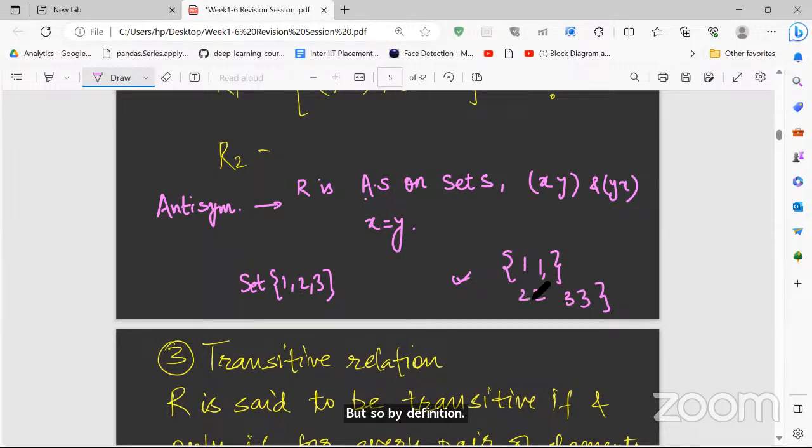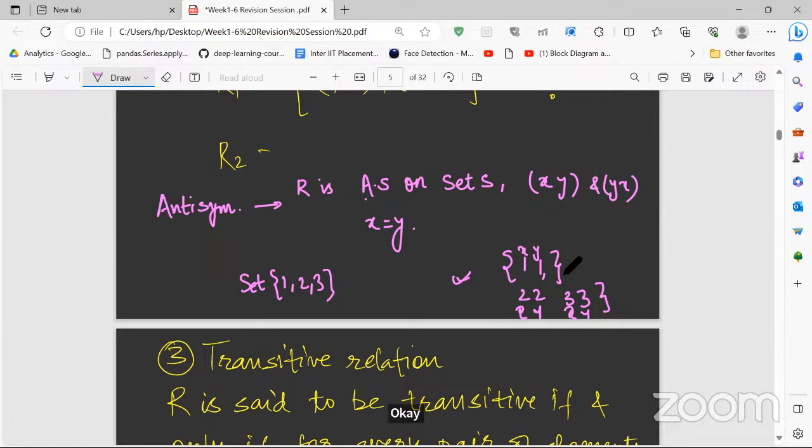If you have 1, 1, 2, 2, 3, 3, I told you, if x, y and y, x are present, there can only be one condition: x should be equal to y. So here this is x, y, this is x, y, this is x, y. For all these elements, x and y are the same, right? So this is anti-symmetric.